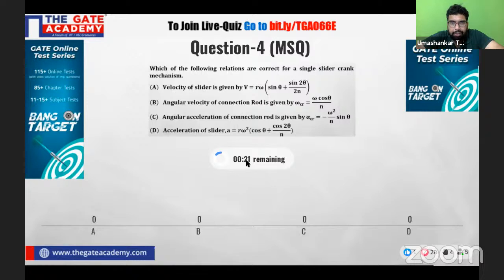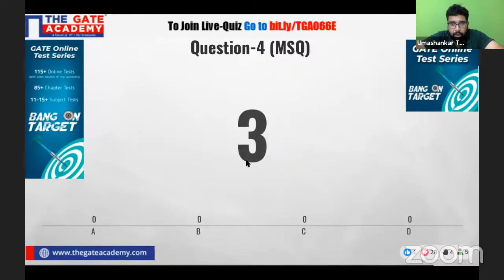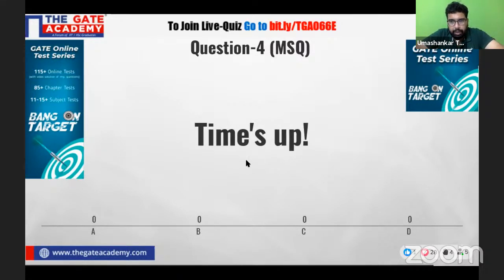So this is what we see in kinematic analysis of a single slider crank mechanism. In kinematic analysis of single slider crank mechanism, we see all these formulas: velocity of a slider, angular velocity of connecting rod, angular velocity, angular acceleration of connecting rod. Okay, so time is up.